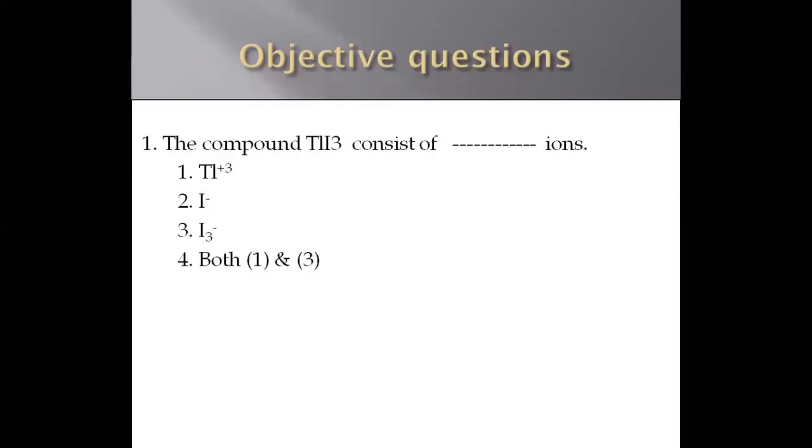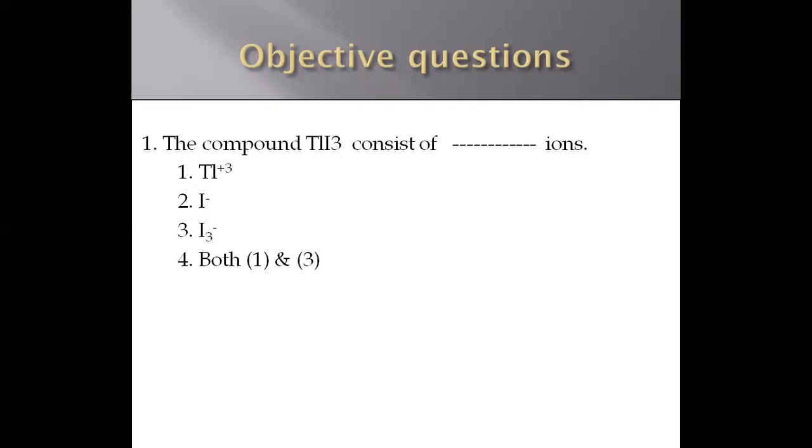Now, after viewing the group 13 elements, let us see whether we are in a position to answer these questions or not. Let us first look at question number 1. The compound thallium triiodide consists of dash ions. Here, the element of group 13 is thallium and triiodide is the ion. Now, in this compound, what are the ions present?